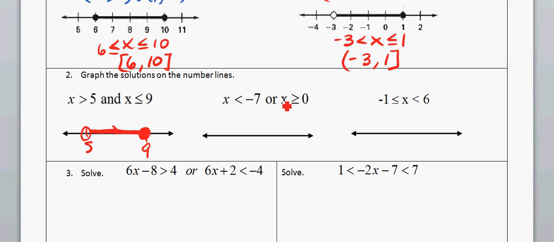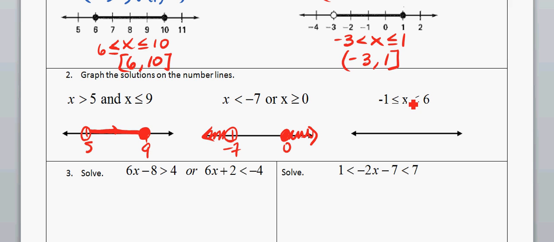On the other hand, with an OR situation, we're finding the union. We're going to take everything that we possibly can. So we put the smaller number on the left, larger number on the right. x is less than -7. We're going to shade all numbers smaller than -7. And at the same time, x is greater than or equal to 0. We'll shade all the numbers to the right. So as long as your answer is in one of these shaded regions, it will be considered a solution to this compound inequality here.